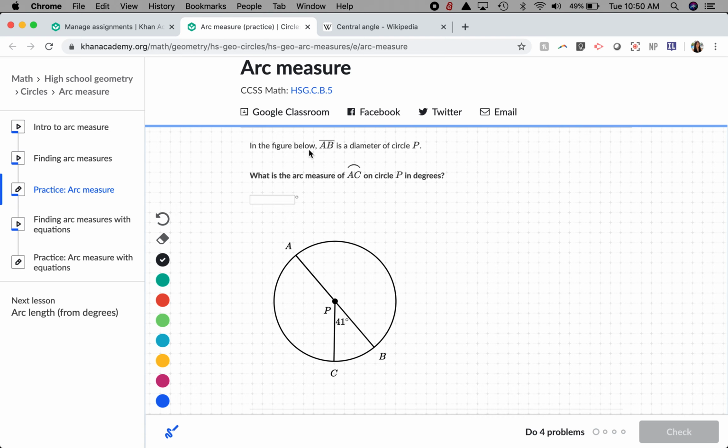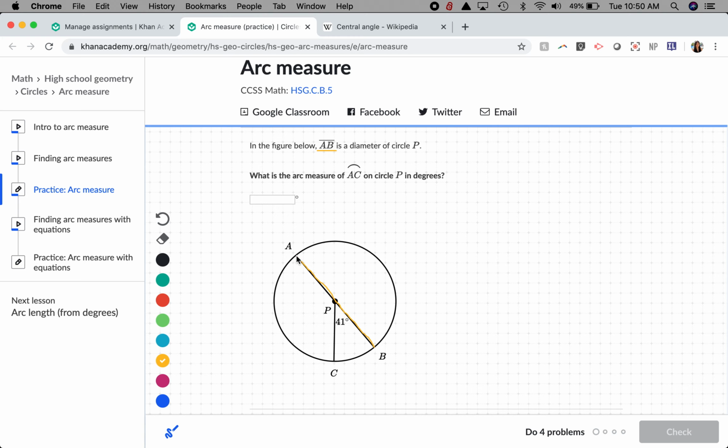In the figure below, line AB is a diameter of circle P. So let's go ahead and mark that up. Line AB is this line right here. And because it is a diameter, that means that it is cutting the circle exactly in half. Now, if any circle has 360 degrees all the way around, you should know that half of it will have a total of 180 degrees.